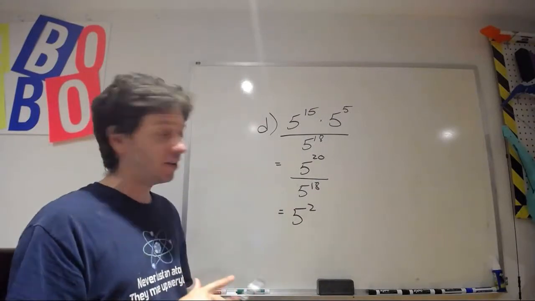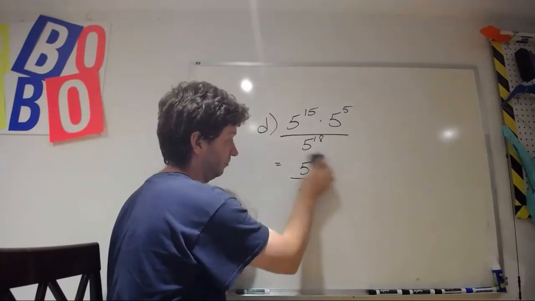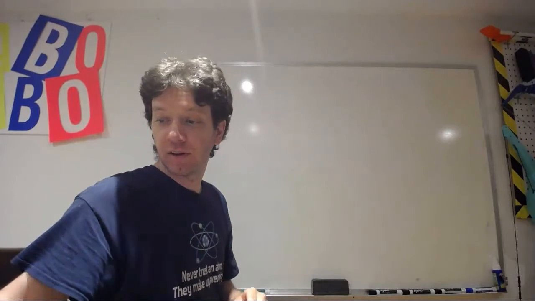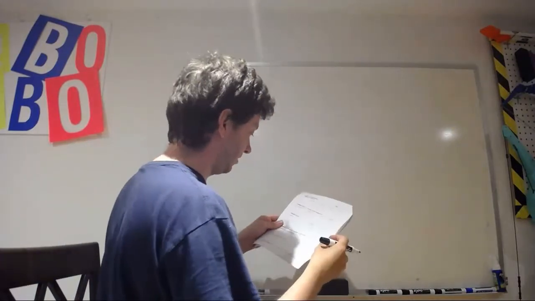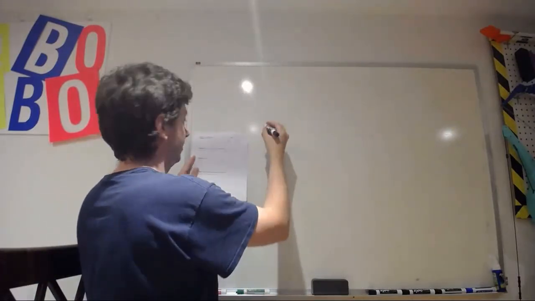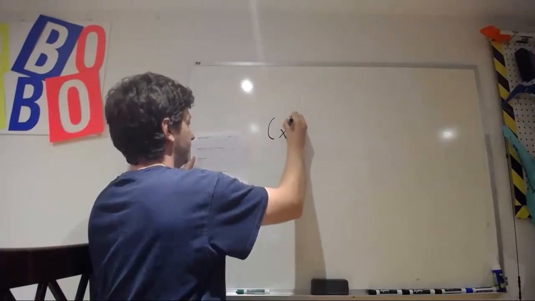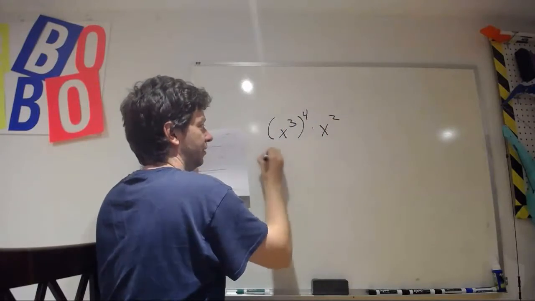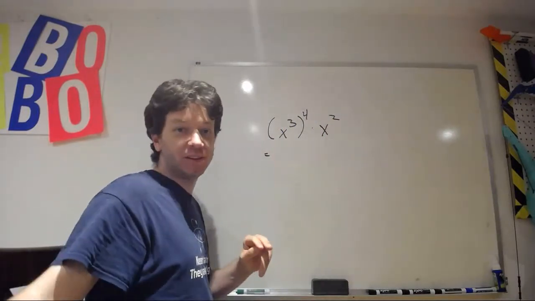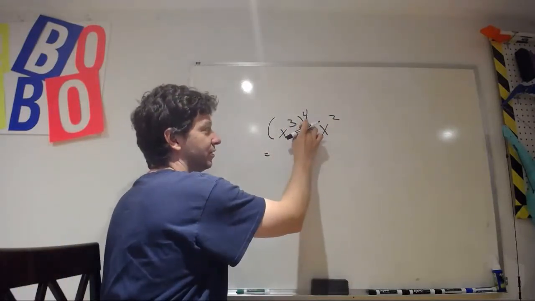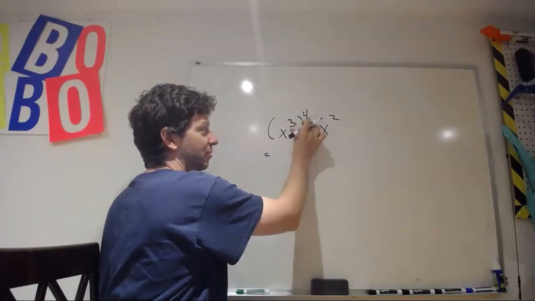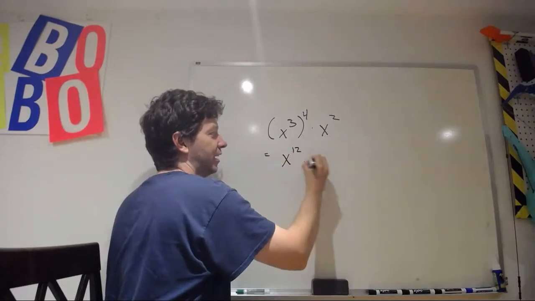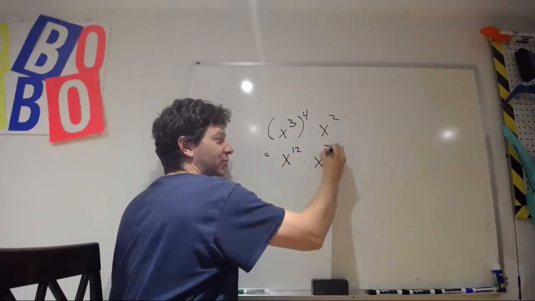Okay, let's try one from example 3. Do the first one, we'll do A. So here we have x cubed all to the power of 4 times x squared. So let's deal with the power of a power first. In this case, you're going to multiply them. So 4 times 3 is 12. So you get x to the 12, and then we still have multiplied by x squared.